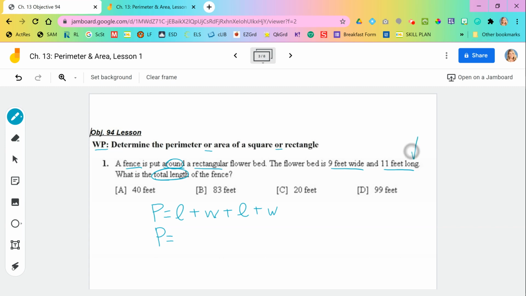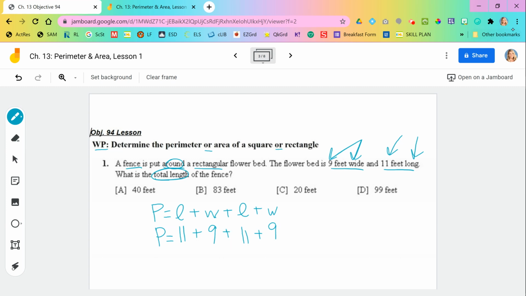Do I know my length? Yes, my length is 11. So everywhere I have an L, a cursive L, I'm going to put 11. All right, do I know my width? Yes. So everywhere I have a W, I'm going to put a 9. W is 9. All right, and then I'm going to drop down my plus signs. Now, I'm just going to solve.